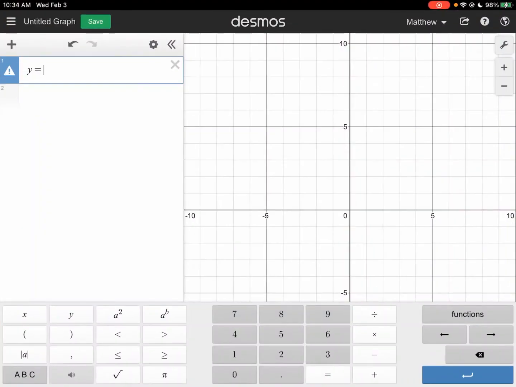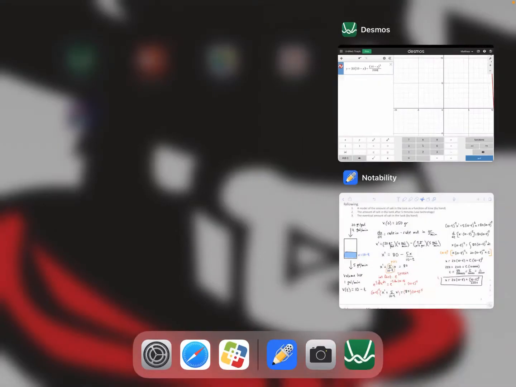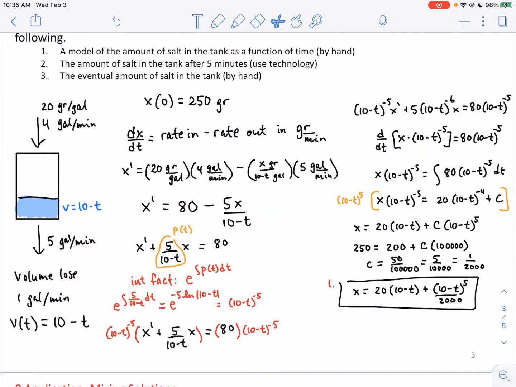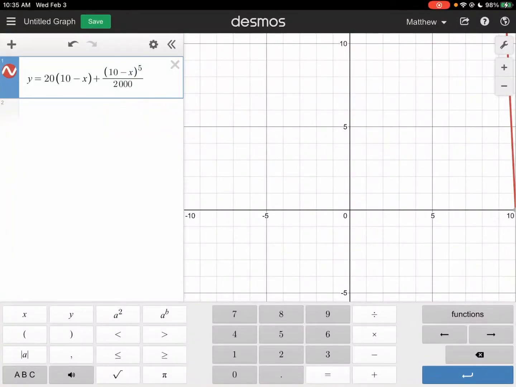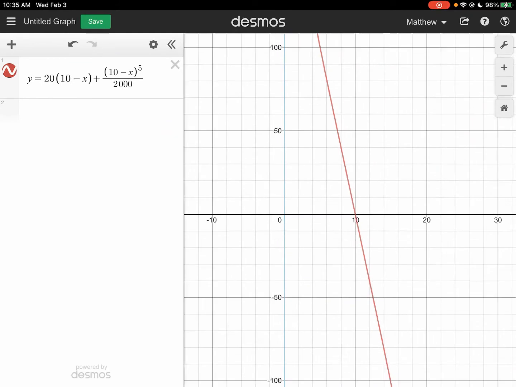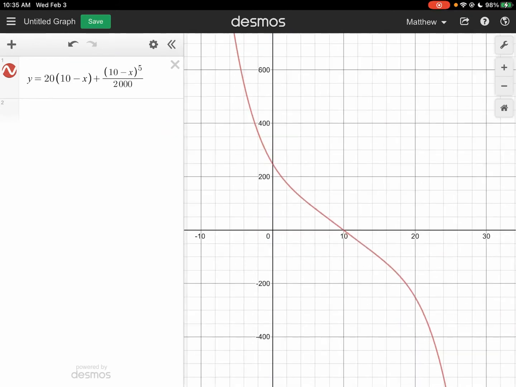So we have 20 times 10 minus x plus, and then we had 10 minus x, and all of that had to be raised to the 5th, and then all of that was divided by 2,000. Let's make sure this looks right. 10 minus x to the 5th over 2,000. Okay. I think I typed it in good. Let's change our scale so we can see what's happening here.